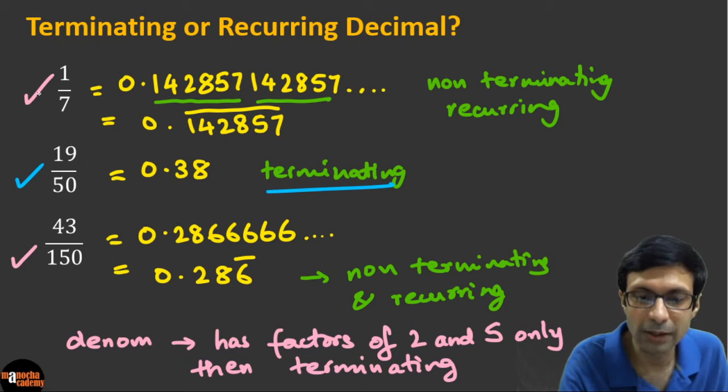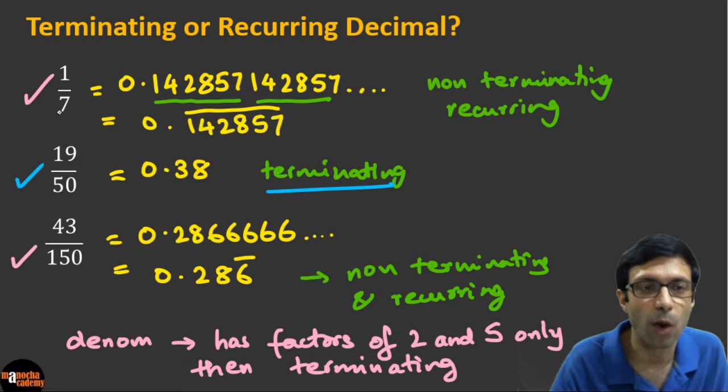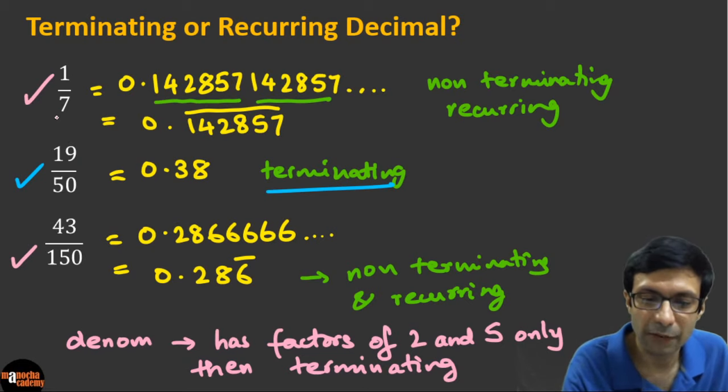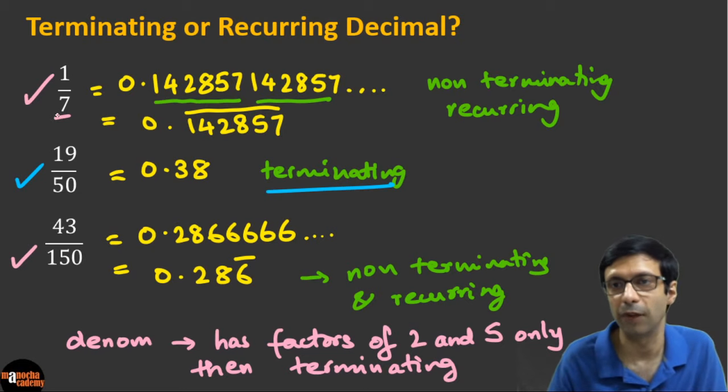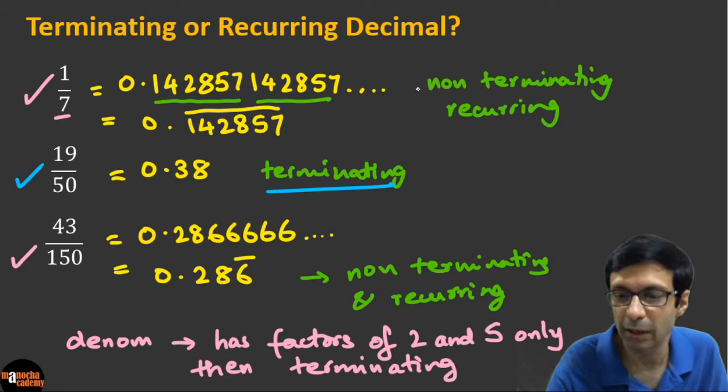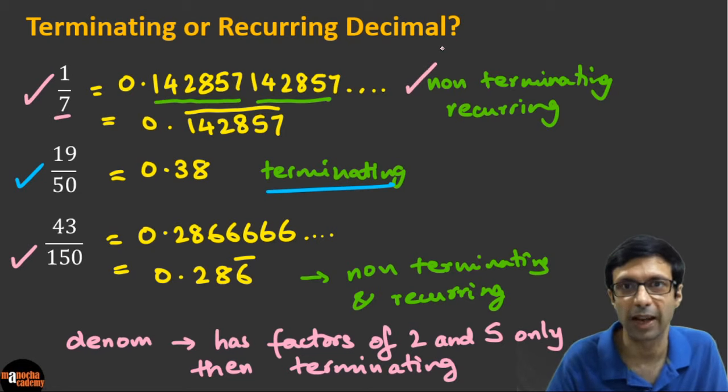So if you look at the first fraction here, 1/7, can you see that 7 does not have factors of 2 and 5, right? So it's the number 7. So therefore, it is not going to be terminating, and that's what we found using the calculator.